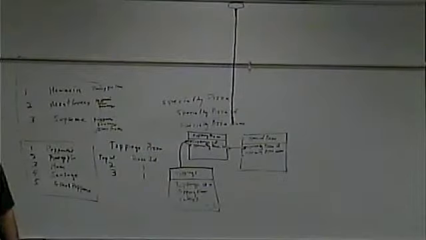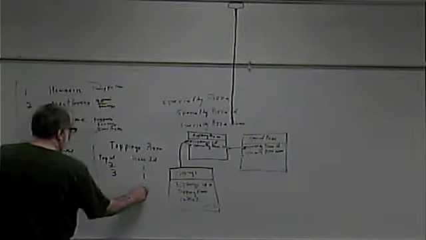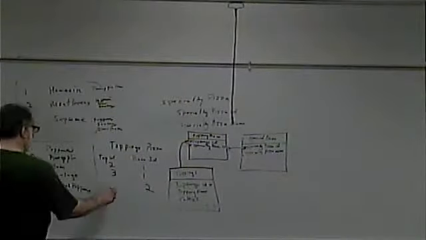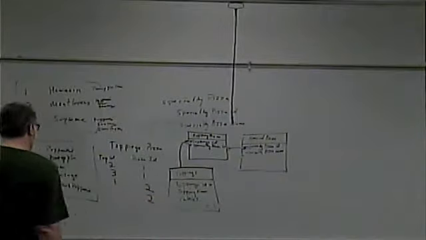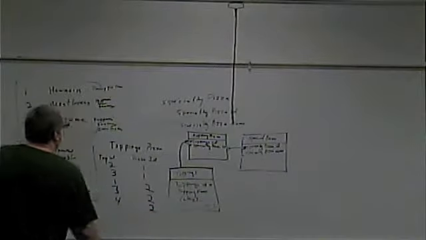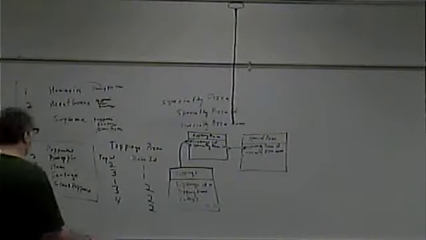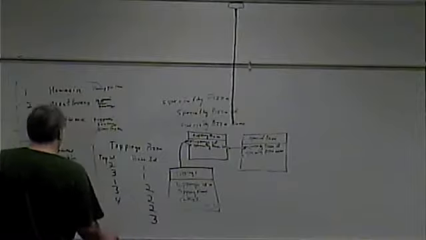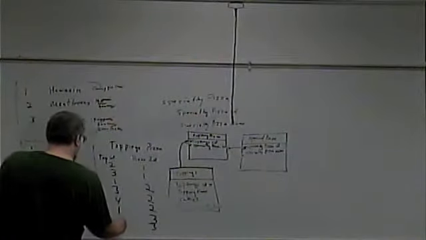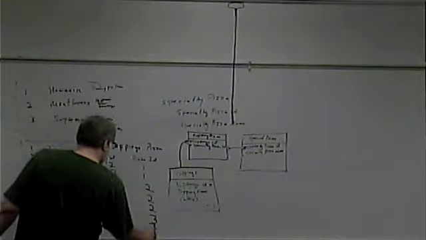The Meat Lovers pizza, which is number 2, is pepperoni, which is 1, ham, which is 3, and sausage, which is 4. Finally, the Supreme, which is pepperoni, sausage, and green pepper, would have pepperoni, sausage, and green pepper. All right?